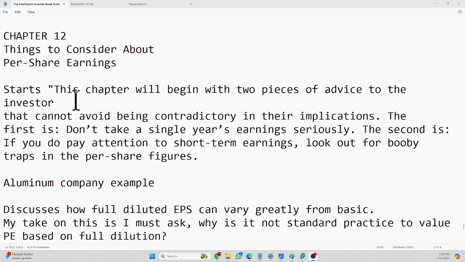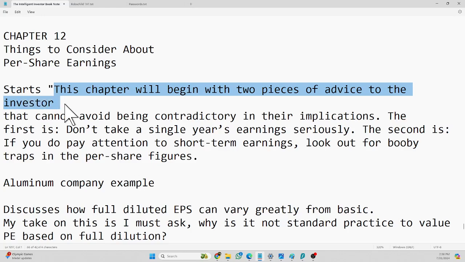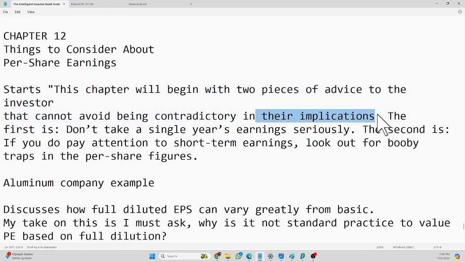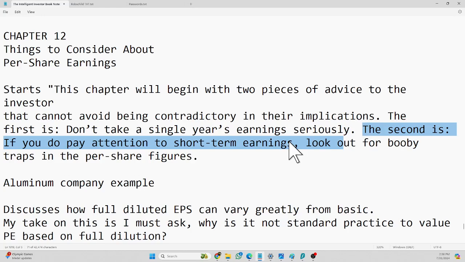So the chapter starts off with a quote. I'll put in here: this chapter will begin with two pieces of advice to the investor that cannot avoid being contradictory in their implications. The first is, don't take a single year's earnings seriously. The second is, if you do pay attention to short-term earnings, look out for booby traps in the per-share figures.